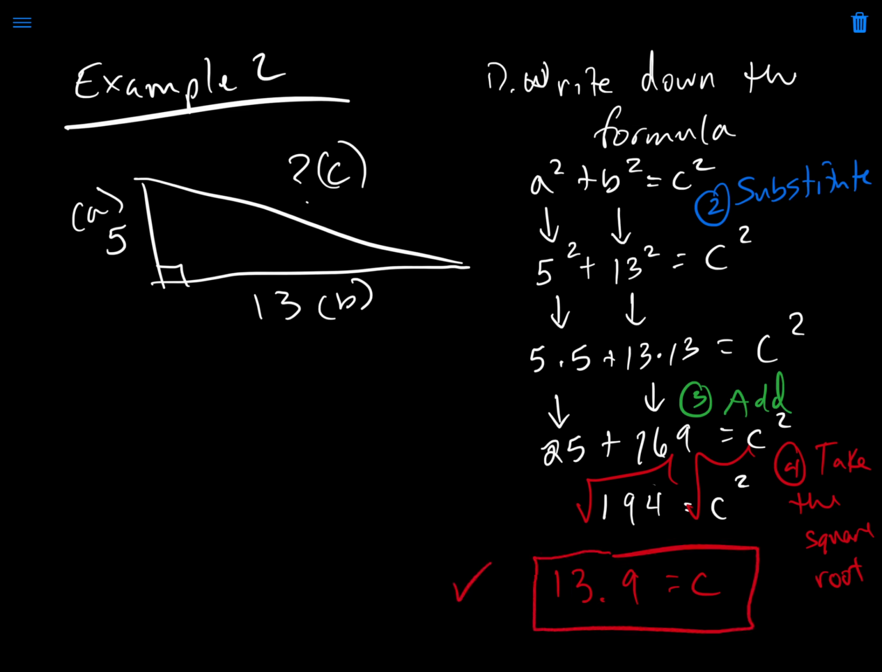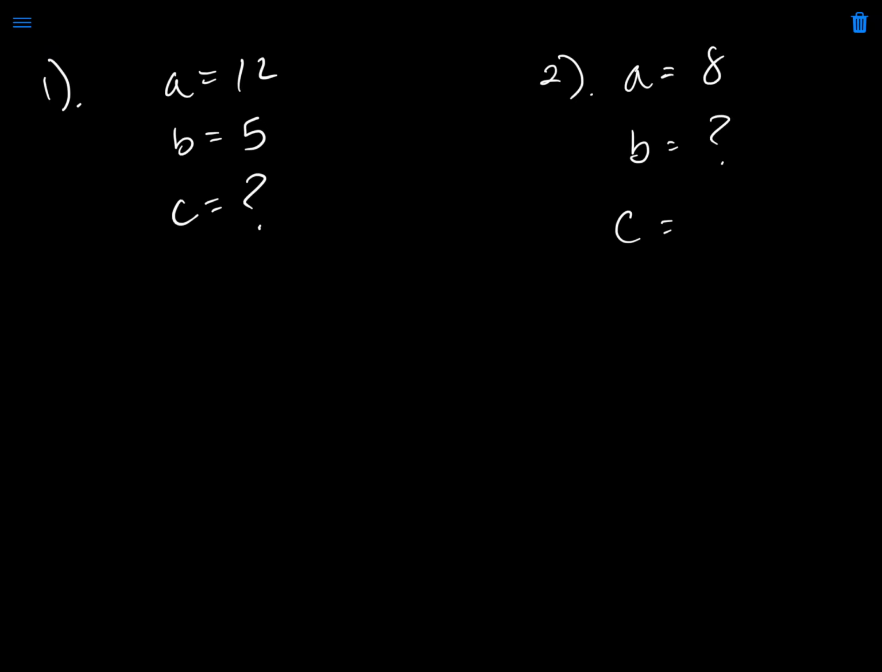So based on that, I need you guys to do the rest of these problems. I'm going to write down, I'm just going to do 2 of them, okay? And then we'll call it a day. So number 1, they have A is equal to 12, B is equal to 5, and C, we don't know what it is. And number 2, I have A is equal to 8, B is equal to something I don't know, and C is equal to 10. This is your formula you need to use.